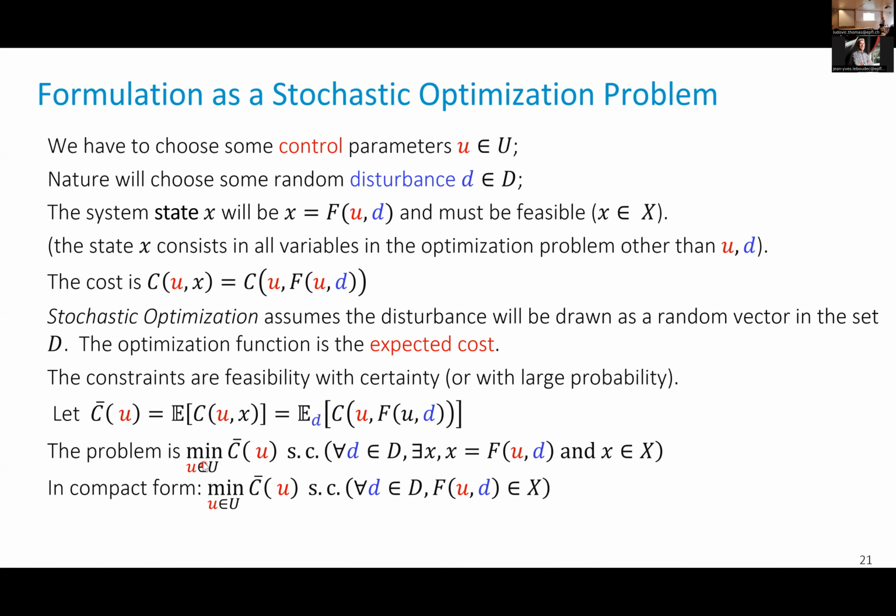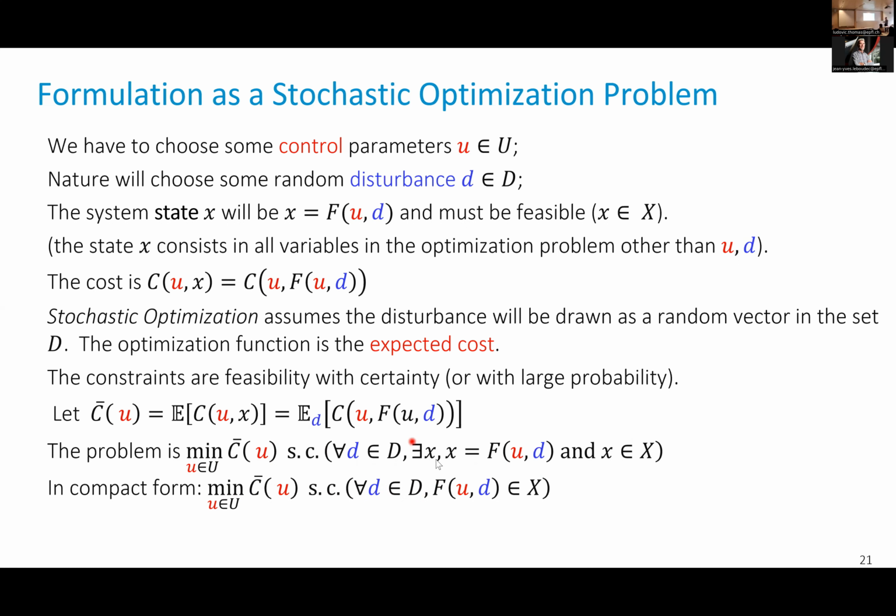Then the problem becomes: minimize the expected cost of the control, subject to constraints that should be true whatever the disturbance. So for whatever value of the disturbance, there must exist a state X which satisfies the grid equation and satisfies the constraints of the state here. In compact form, we minimize the expected value of the cost, subject to, for all values of the disturbance, the emerging state depending on X here.